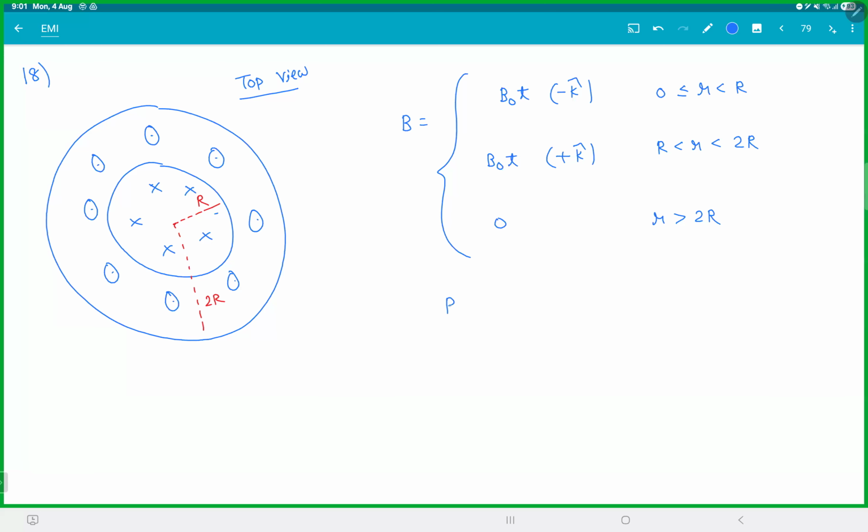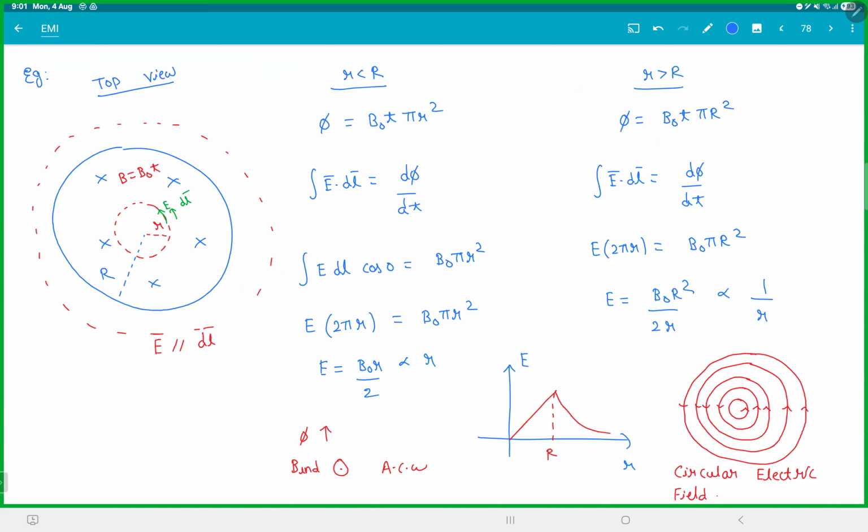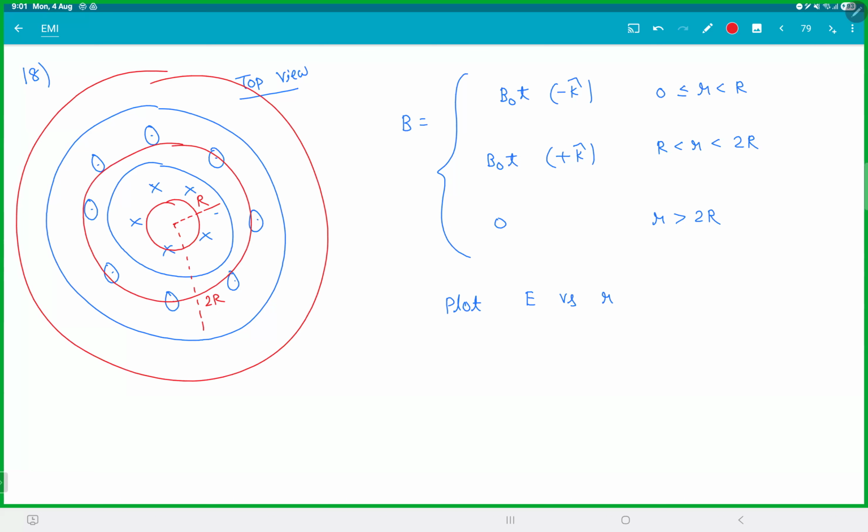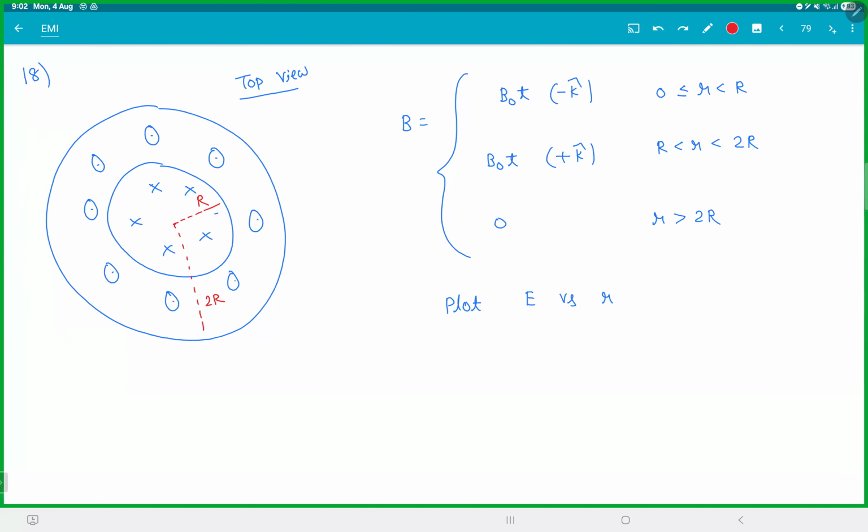Plot the electric field versus r graph. Again, remember the story is the same. Find the flux. First choose the regions. Here, how many regions are there? There are 3 regions: up to r, between r and 2r, and outside. You have to do it 3 times. Find the flux, differentiate, equate it to integral E into 2 pi r and get the field. Try. You got 3 minutes.